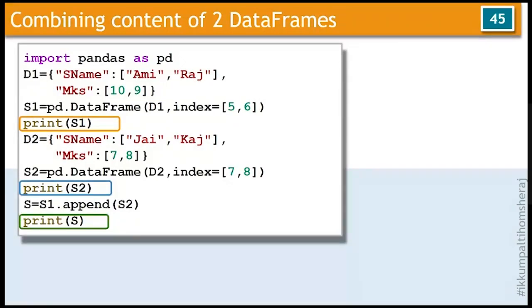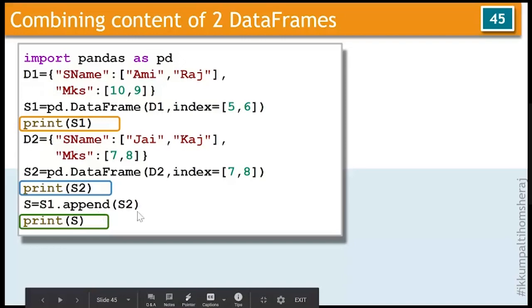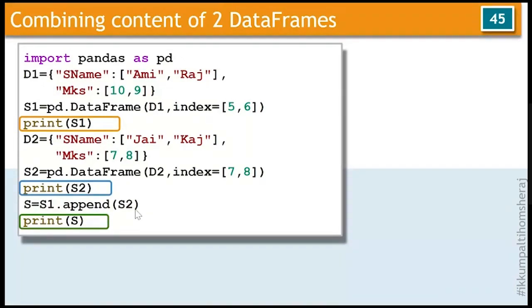Like in this case, you can see we have one data frame with the name S1, another data frame with the name S2. And if we want to add the content of both the data frames, provided both the data frames have same column names, we can simply write s1.append(s2). And once it is done, you will be able to see the contents of both data frames as single one.